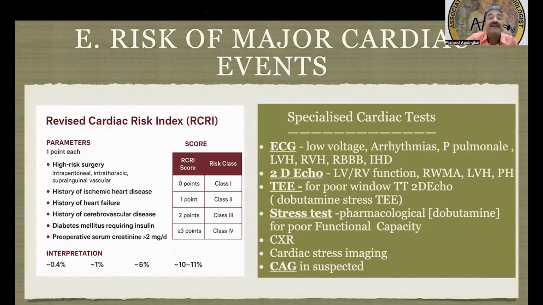So we have to assess the cardiac risk. The risk is there if the patient has a history of IHD or heart failure or cerebrovascular events, and if patients are posted for major surgery, and also associated with diabetes requiring insulin or creatinine more than 2. The more of these scores, the more the chances of patients having major cardiac events in the perioperative period. And how to assess this? By assessing the ECG, 2D echo, and stress test.